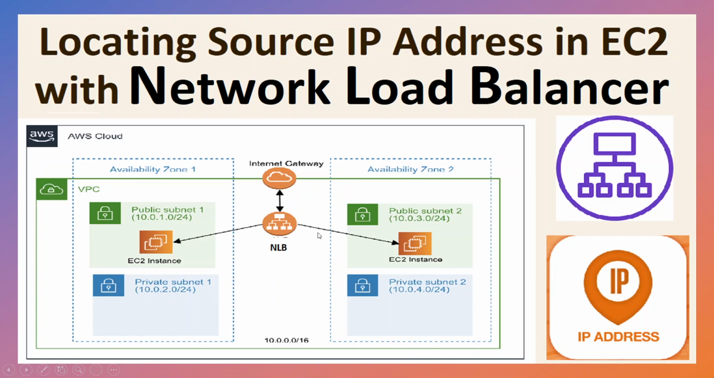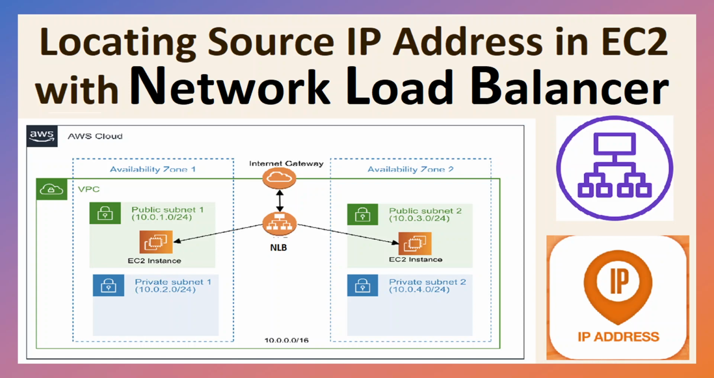I have one network load balancer which has two instances added to its target group. We are going to look at two scenarios. One is when you add an instance to your target group. The next one is adding the IP address of your instance to the target group. In both these scenarios, we are going to look at what client IP your application sees.